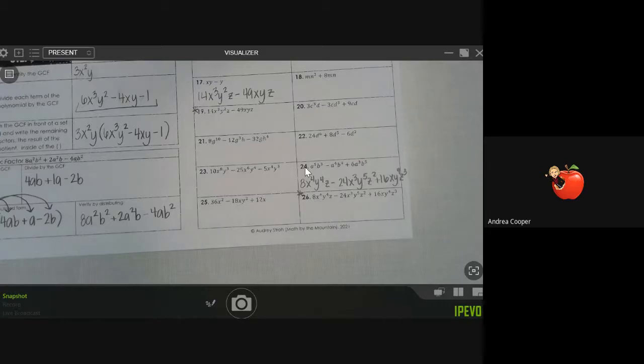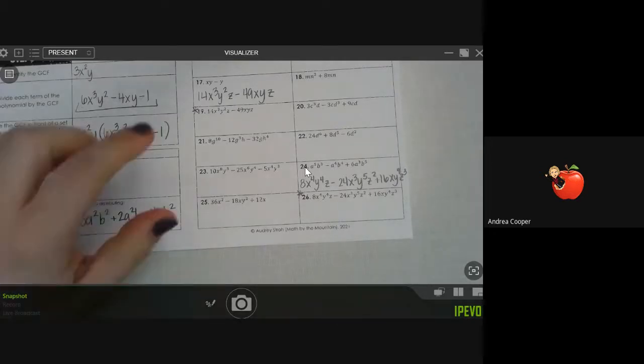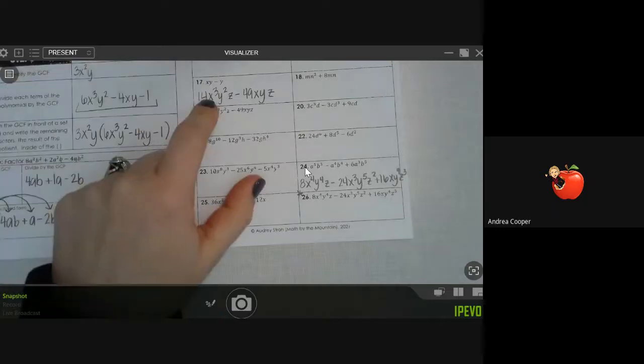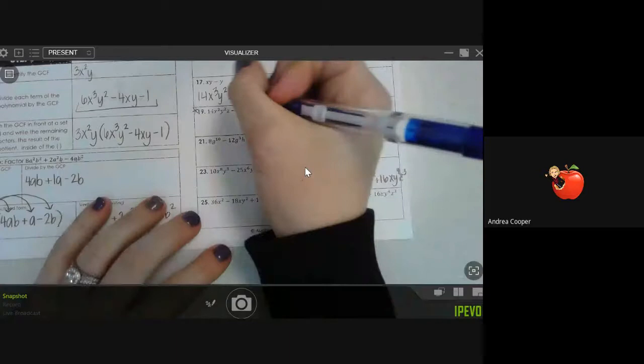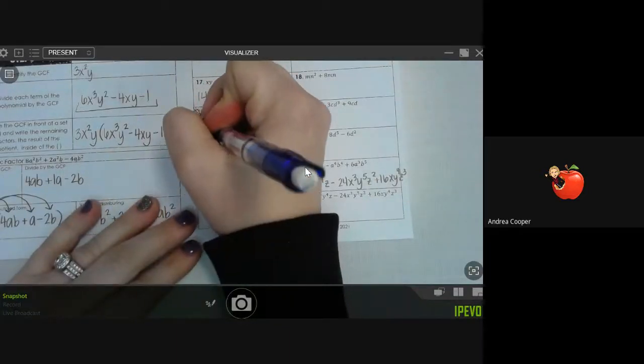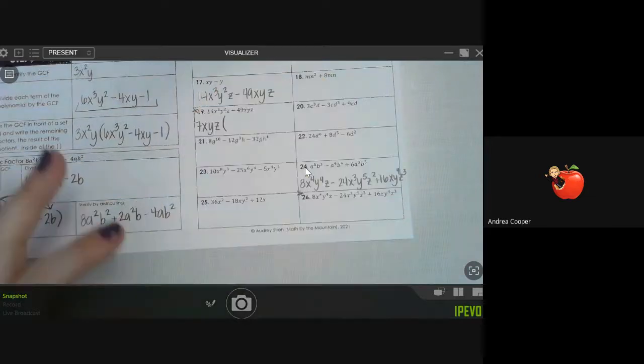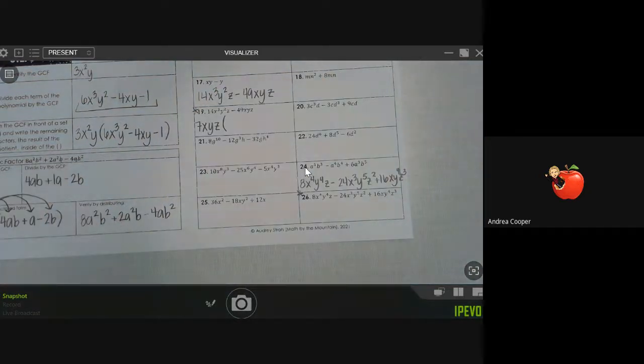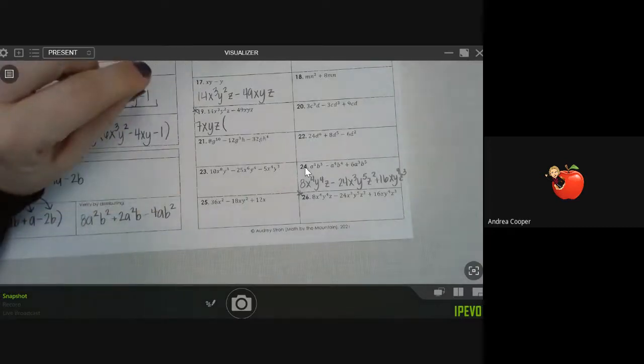Okay, so if it has an exponent, you subtract them. So, for example, on this one right here, your GCF should have been 7xyz. So everybody check on 19. Did you get your GCF as 7xyz? Now, what you do is you subtract your exponents.